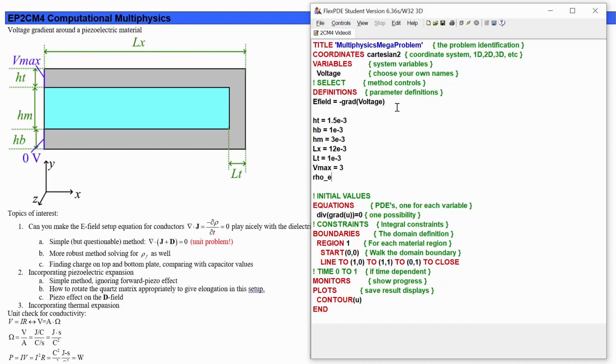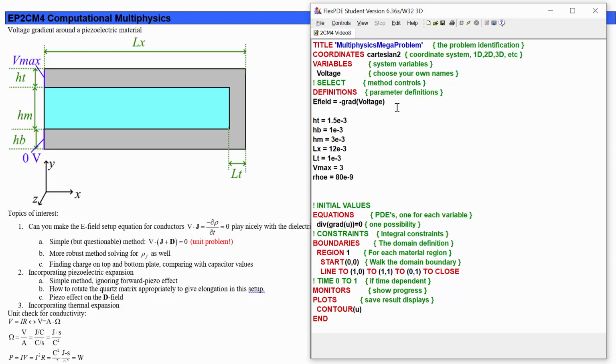And we'll say that the resistivity rho E is 80e minus 9, so 80 nano ohm meters. Then we'll use this. This is going to be enough for us to model just the metal. So next what we're going to have to do is draw out the boundary in a way that makes more sense for what we've got here.